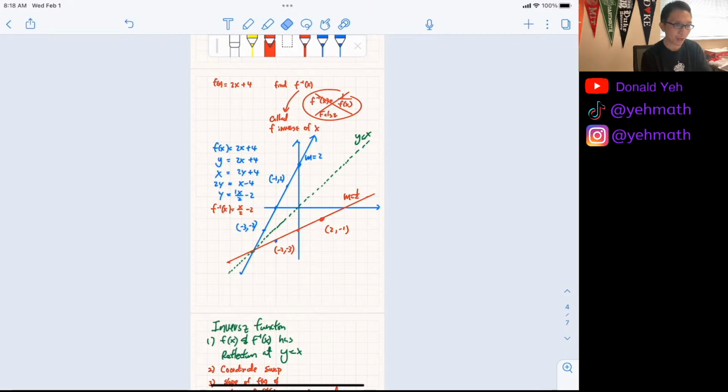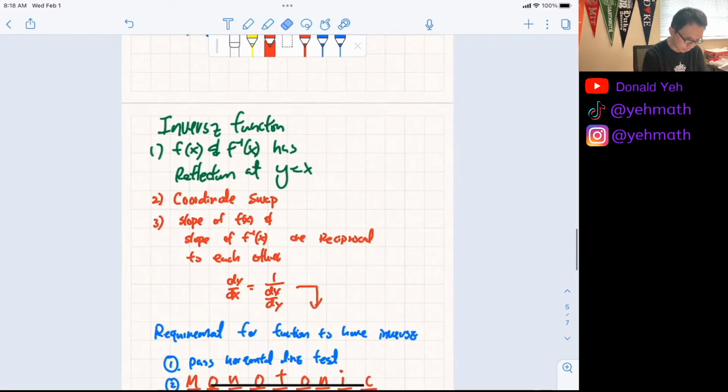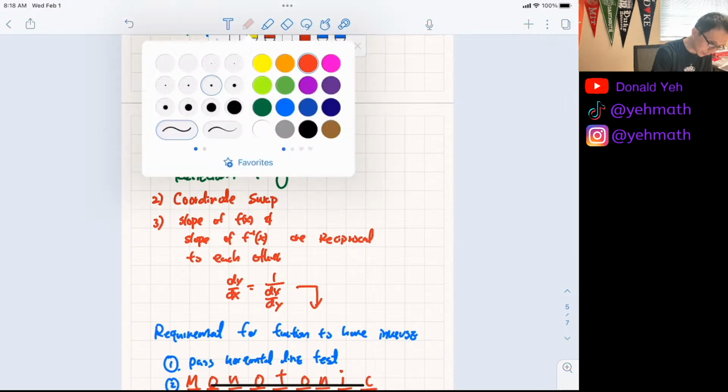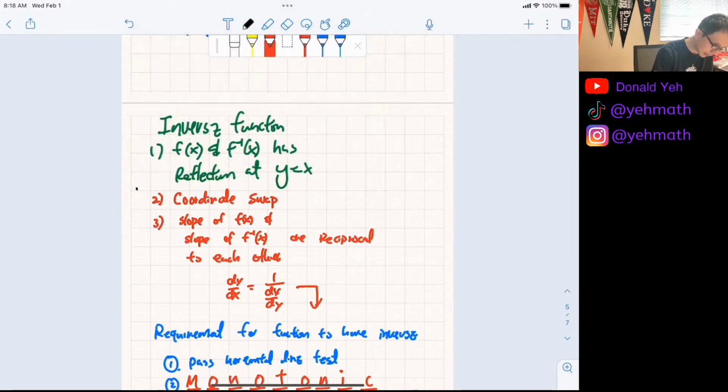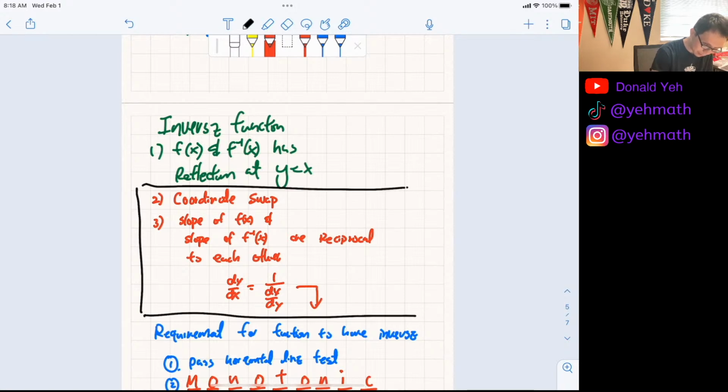Then you say, okay, well, what do I learn in calculus? Remember this, right? This is what you need today. And you need some common sense, which a lot of you guys don't have.